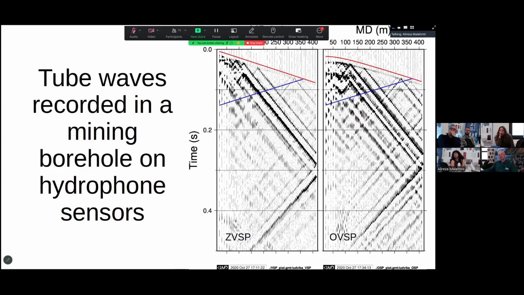Same if we go to an offset VSP, we have the first arriving P wave here, and we have the tube waves being generated pretty much at the same locations as on the zero offset VSP. I should mention when we're looking at this, we have depth increasing in this direction, and time increasing downwards. Note this strong tube wave here, it goes down to the bottom of the borehole somewhere around here, and we get a reflection off the bottom of the borehole.